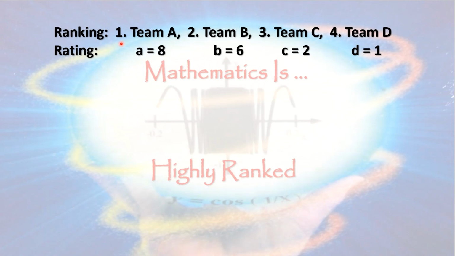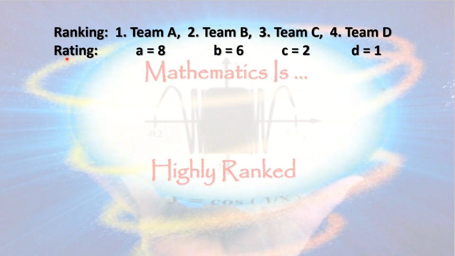Suppose there are just 4 teams in our league. We'll call them A, B, C, D. We'll first rank them by rating them. If that doesn't make any sense, here are the definitions. A ranking lists the teams in order of ability. For instance, A first, B second, then C and D.